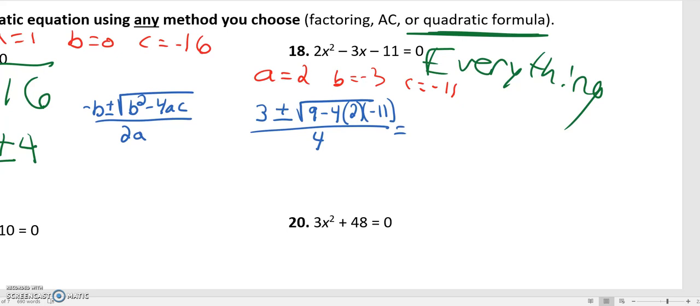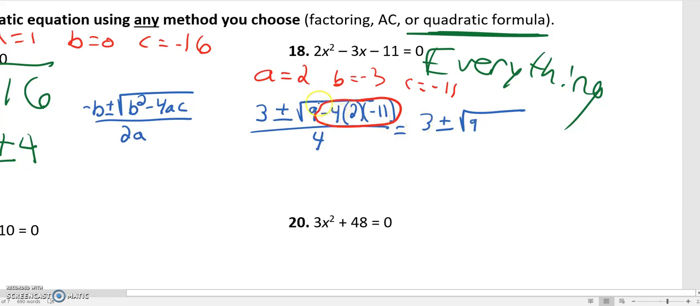Now here's why I offer some really big caution. When you are multiplying this term right here, the term that I just circled, keep in mind, I'm going to go ahead and put the 9 in there. You have a negative 4 times 2, that gives me negative 8. Negative 8 times negative 11 gives me positive 88. So be careful with that negative. It should give you positive 88 over 4.